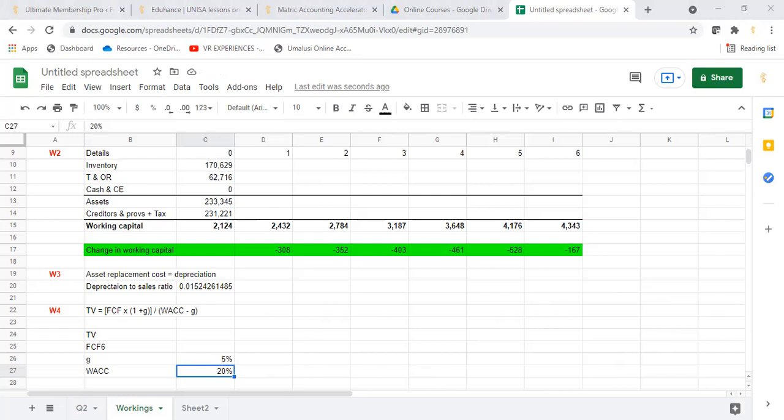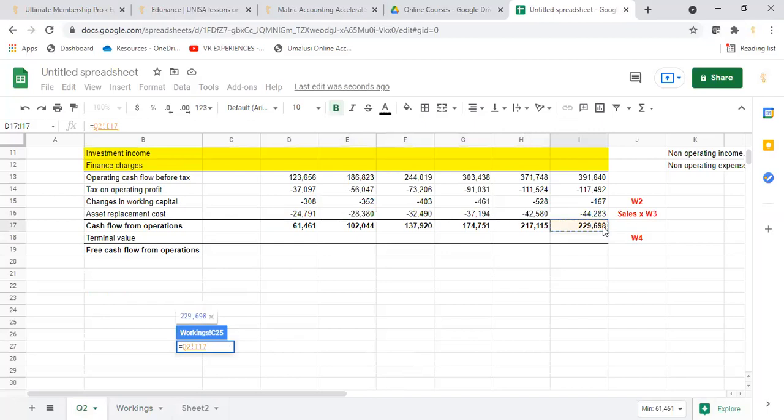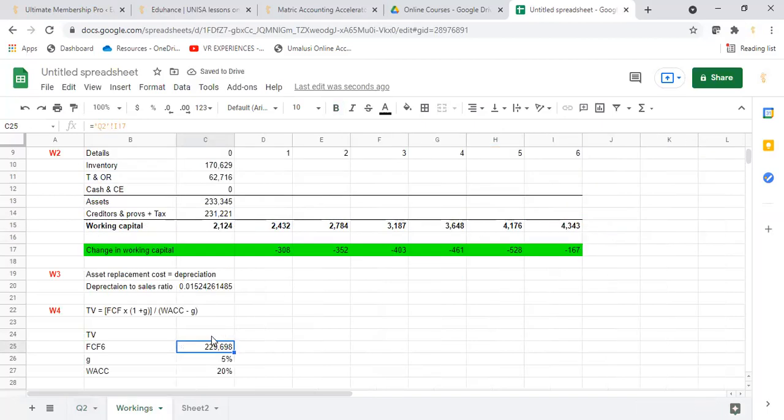Okay, so now free cash flow is the last cash flow in our calculation, which is the 229,698. Okay, so now to work out terminal value, just plug in what we have over there. It is equal to, open bracket, free cash flow 6 multiplied by, open bracket, 1 plus the growth rate, close bracket, divided by, open bracket, WACC, which is 20 minus the growth rate. So therefore, my terminal value is whatever this answer is.